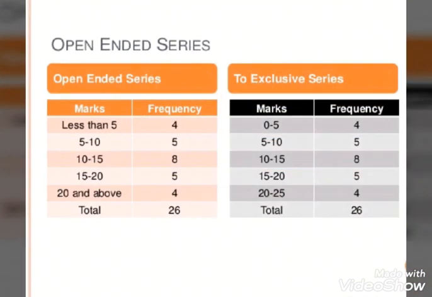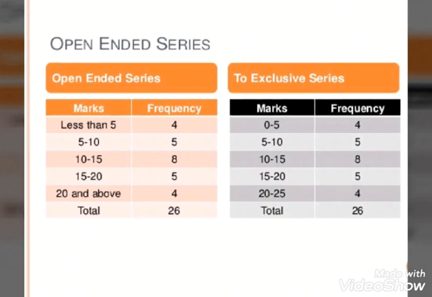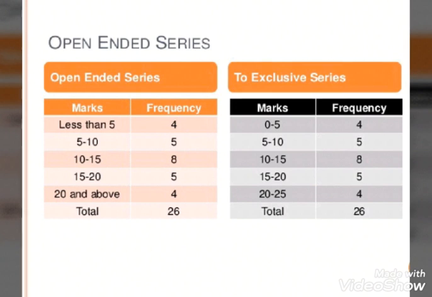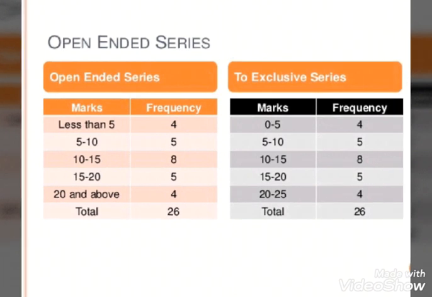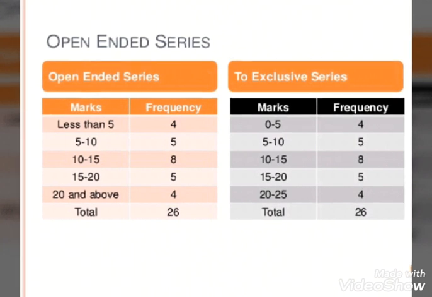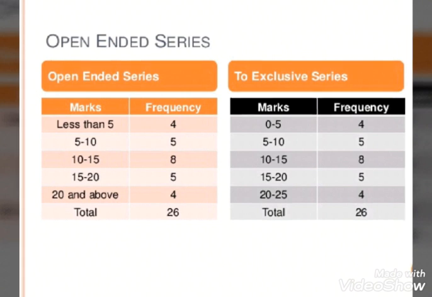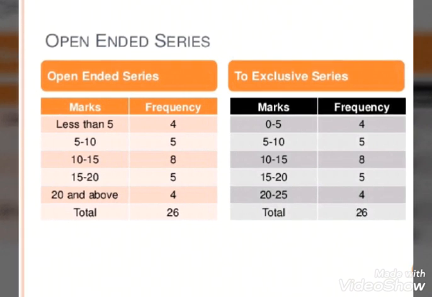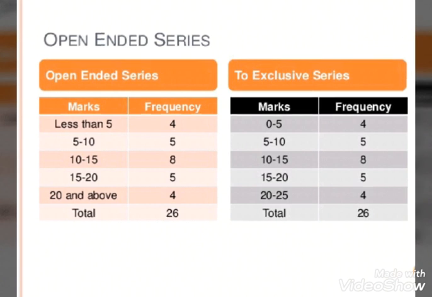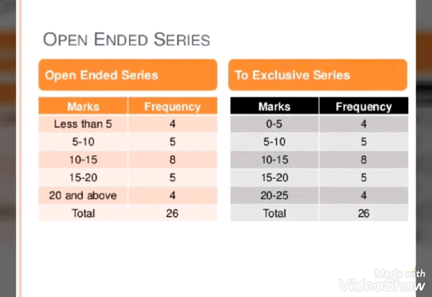In the next table it is the open-ended series. Open-ended means it will end at one point and the next series will start at the same end. See here, there are two tables mentioned, open-ended series and exclusive series. In the open-ended series you can see it is mentioned less than 5, then the next is 5 to 10, then 10 to 15, 15 to 20, 20 and above. These series are attached with each other. You cannot see any change when the next variable is starting. Its series are linked with each other. This is what open-ended series means.